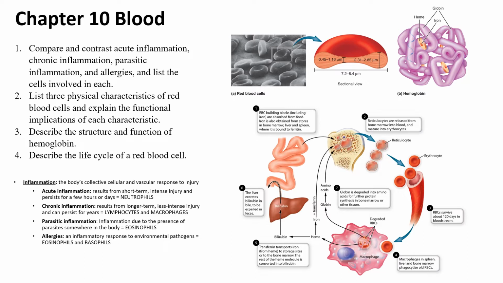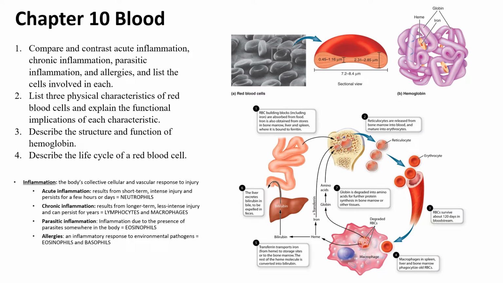And then down on the bottom right-hand side, the life cycle of a red blood cell, starting with the fact that it's produced in red bone marrow. It then becomes an immature red blood cell called a reticulocyte, then matures and becomes an erythrocyte, and enters the bloodstream where it lives for approximately 120 days. Then at that point it begins to be degraded.